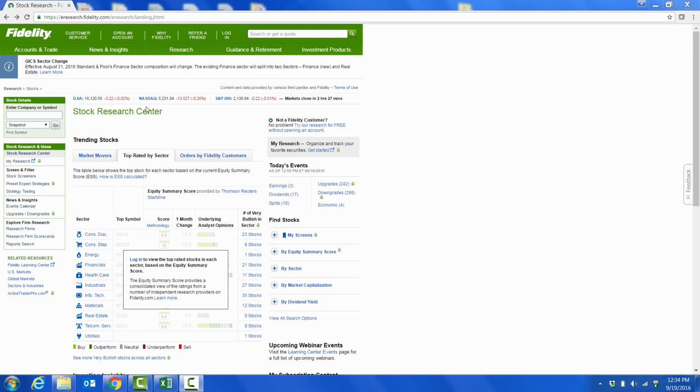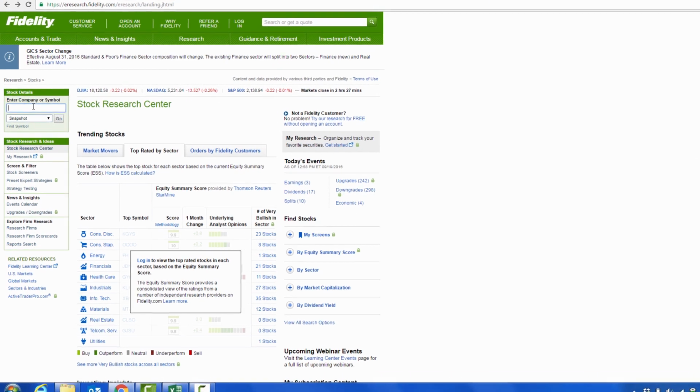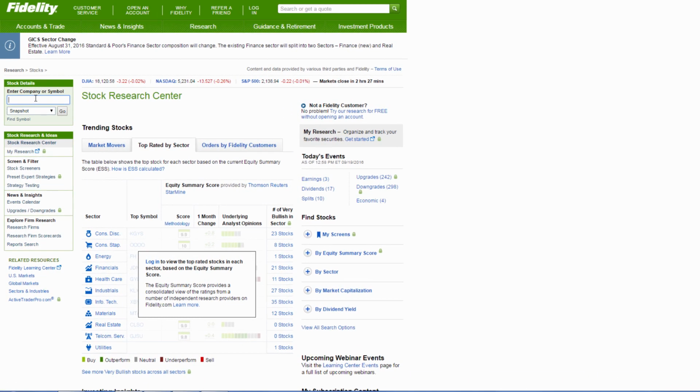And once you're here and you know some companies you want to compare, over the left here is where you can enter your company name or symbol. We're going to look at Coke and Pepsi. So if you're not sure what the symbol is for Coke, you can just start typing it, and you can see it'll start popping up here. Coke, Coca-Cola, different things.